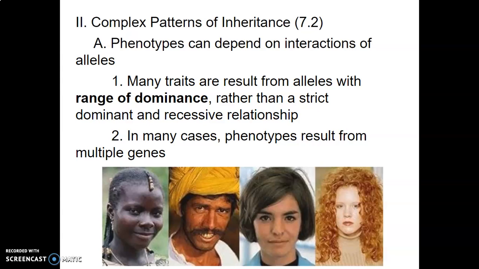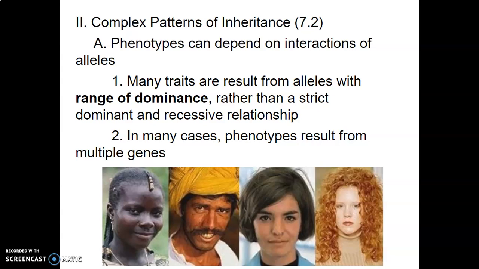Many traits, however, are the results of alleles with a range of dominance. Meaning it doesn't just stick to this one or the other type rule, okay? In many cases we'll also see it has to do with multiple genes. So it's more than just green or yellow pea or smooth or wrinkled pea, okay? There's not one or the other. There's lots of different options.